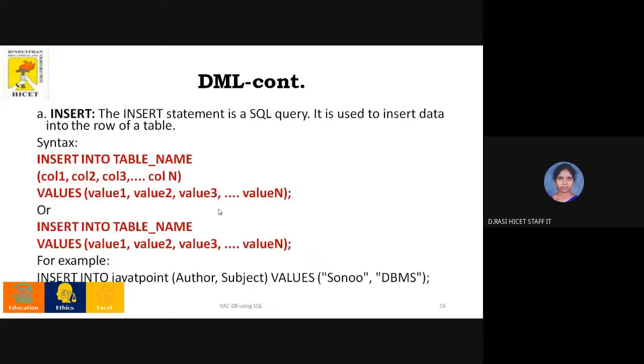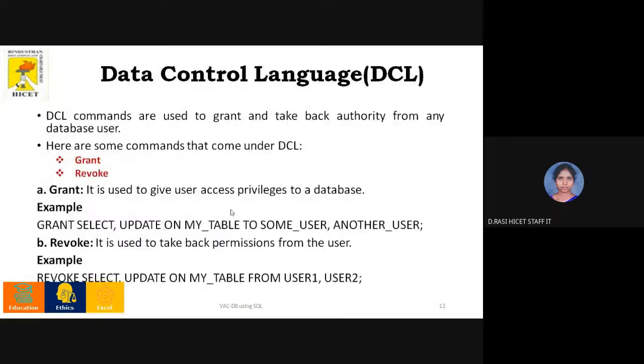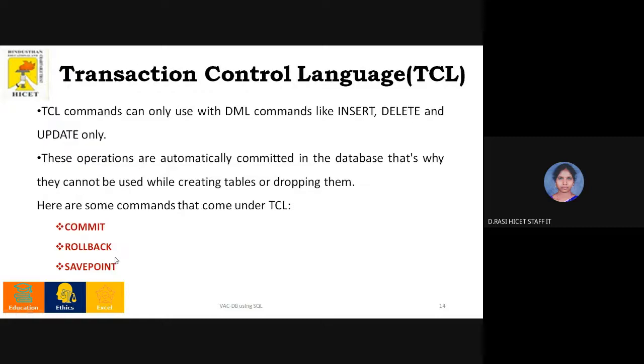So moving to DCL, data control language, it is used to grant and take back authority from any database user. We have only 2 commands here, grant and revoke. Grant is used to give users access privileges to databases, whereas revoke is used to take back the permissions from the user. And then coming to TCL, transaction control language.